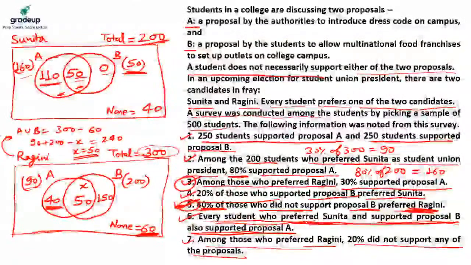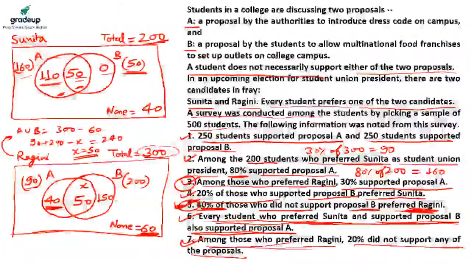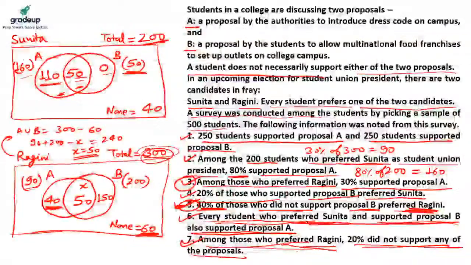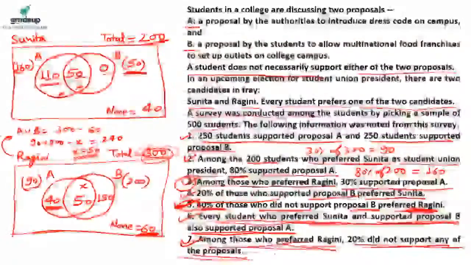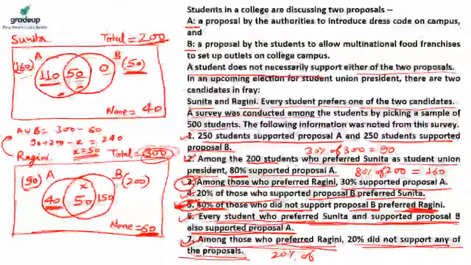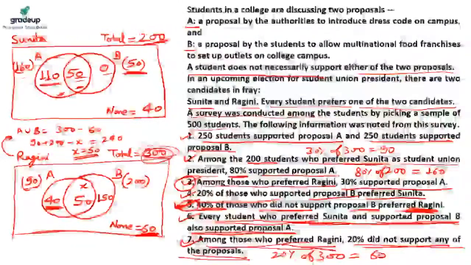So regarding none, the seventh point. Among those who preferred Ragini, that is 300, right? 20% of them did not support any of these. So none is 20% of 300, right? 20% of 300. That was equal to 60. So you could have ignored point number 3 and point number 5.